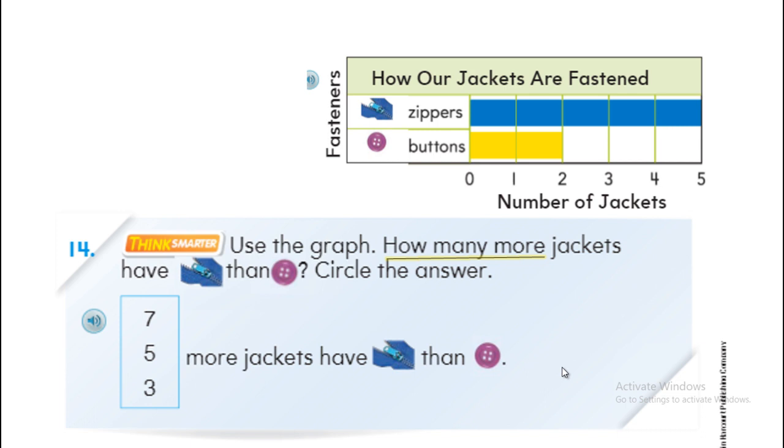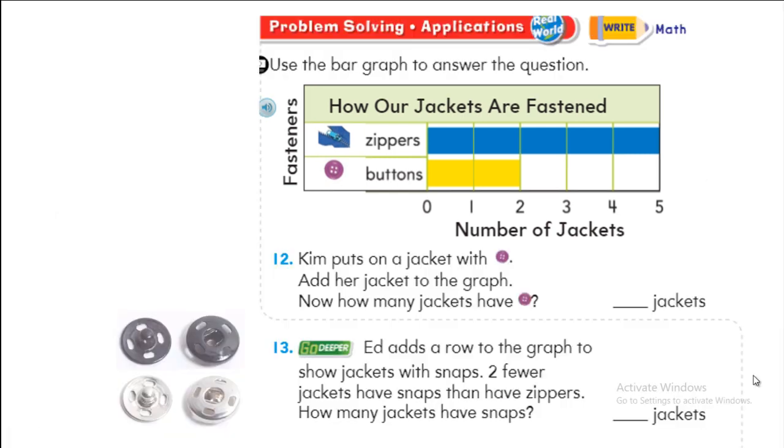So if I wanted to use subtraction, what 2 numbers am I going to subtract? 5 and 2. Excellent job. 5 minus 2 gives me 3. Wonderful. Now circle the answer. Now, for question 12 and 13, we're going to change something about our bar graph.